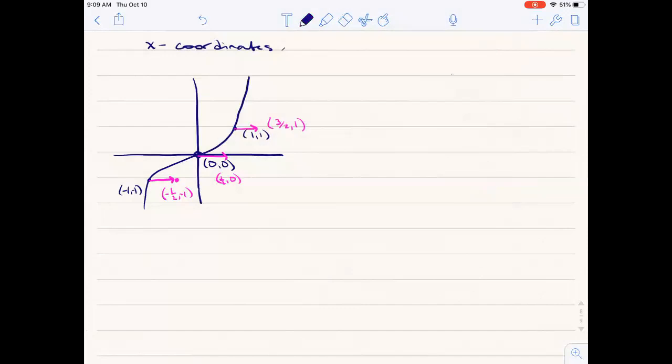So our new graph has points at 1/2, 0, 3 over 2, 1, and -1/2, -1. And again, we just try our best.